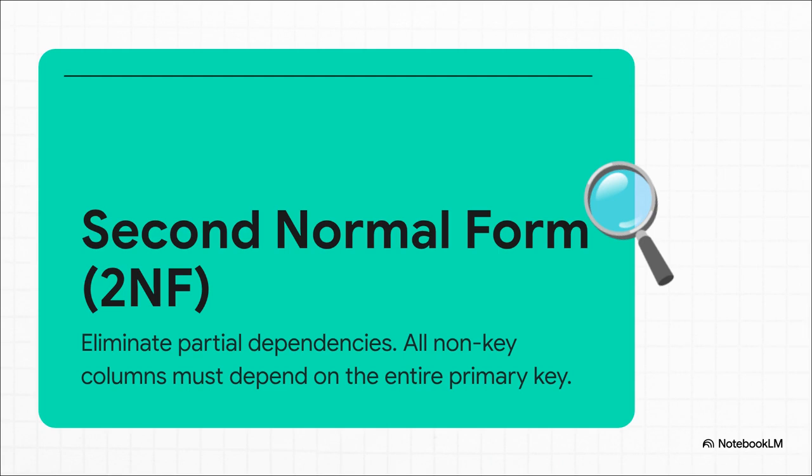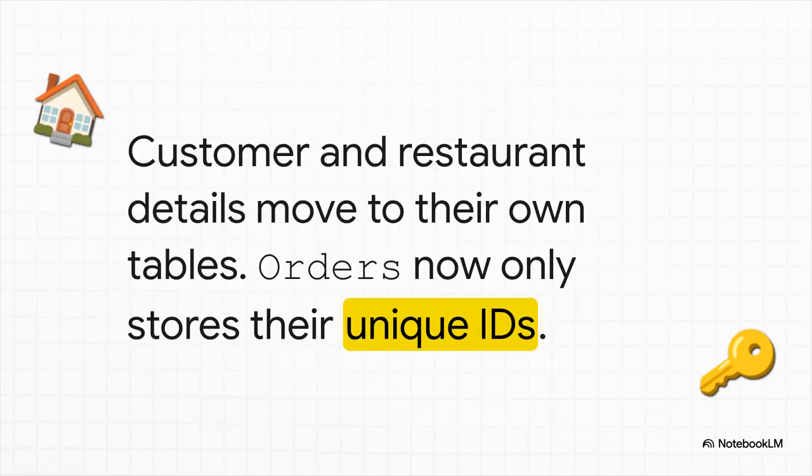Think of it like this. Everything in a customer table should be about the customer, not about an order they placed. So if we look back at that original disaster table, the customer's name and their email, well, that information doesn't really describe the order, does it? It describes the customer. So to hit 2NF, we pull all the customer details out into their own customers table. We do the same for the restaurant info, creating a restaurants table. Now the orders table is much cleaner. It just holds a customer ID and a restaurant ID to link everything together.